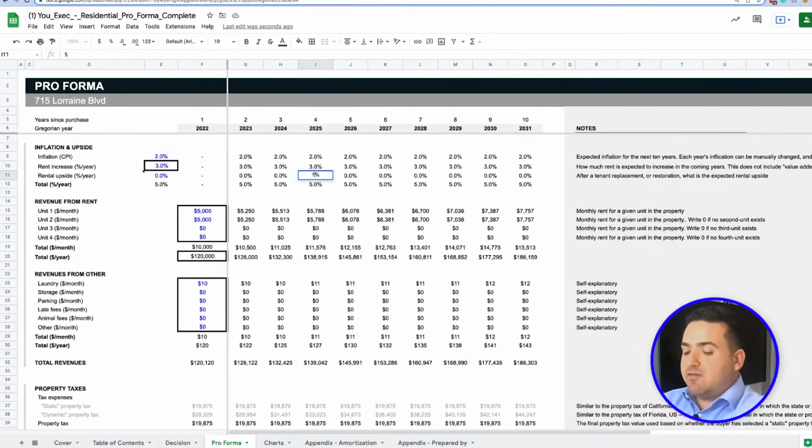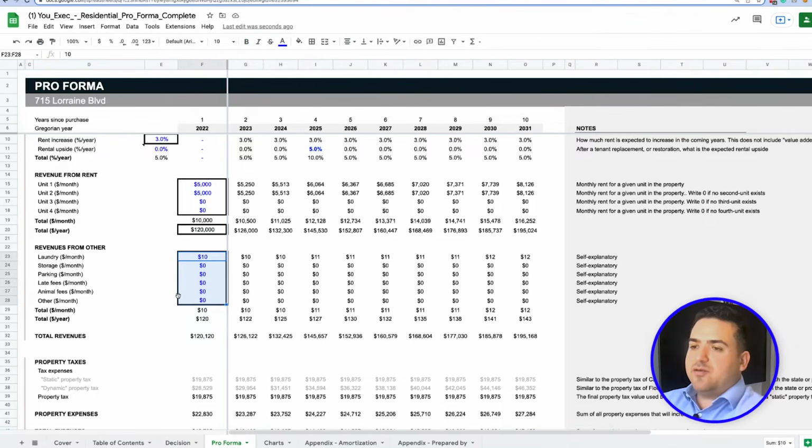So for example, we have a tenant that we know is going to leave in 3 to 4 years, and when they do that, we will be able to increase the gross revenue of the property by 5% when that occurs. So you can enter that number here. You can also enter values related to other revenue streams from the laundry room, from storage, parking fees, late fees, animal fees, any other fees as well.